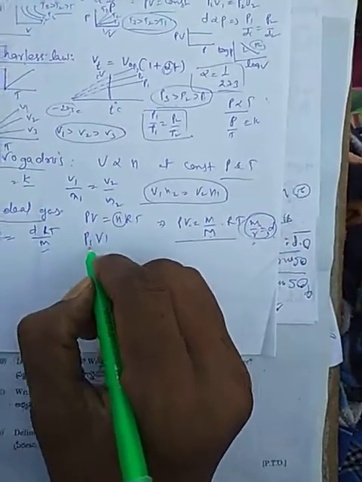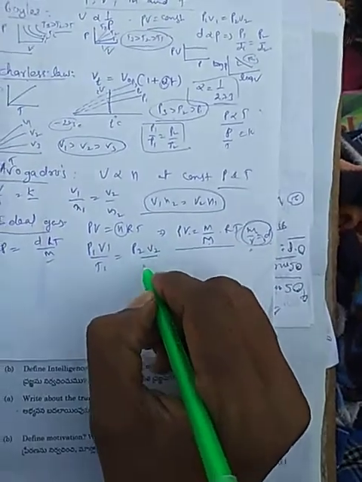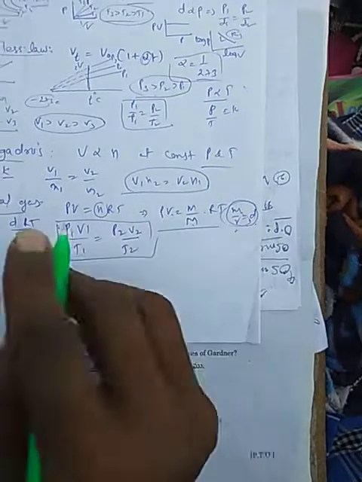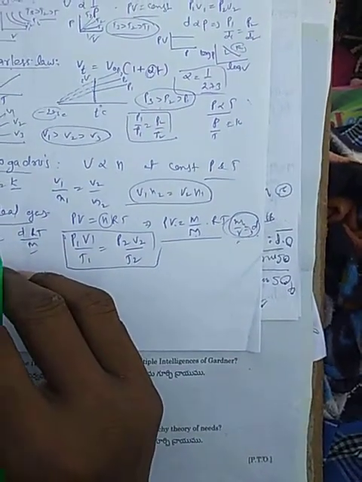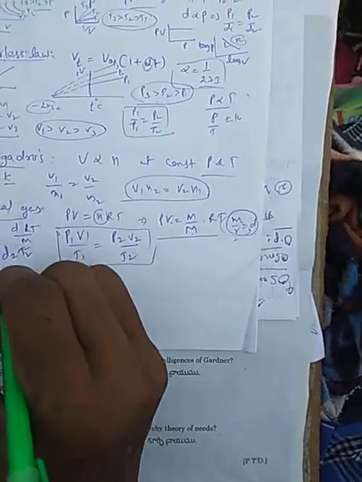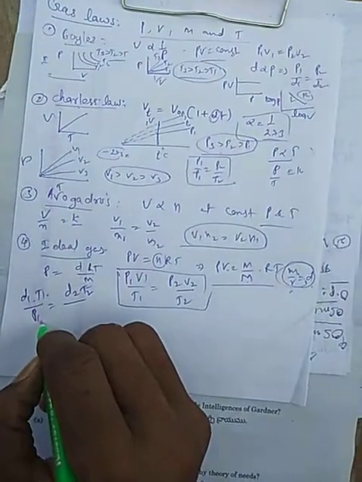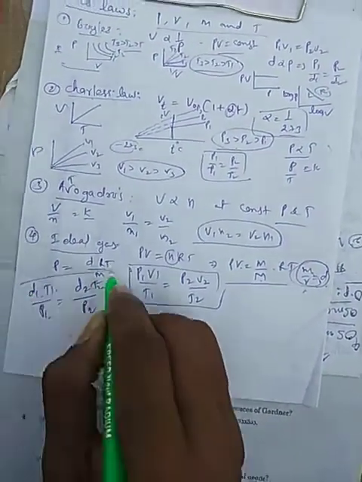P1V1/T1 is equal to P2V2/T2. This is also a formula we can use for calculation. This is a combination of gas laws. One more we can also write: D1T1/P1 is equal to D2T2/P2.